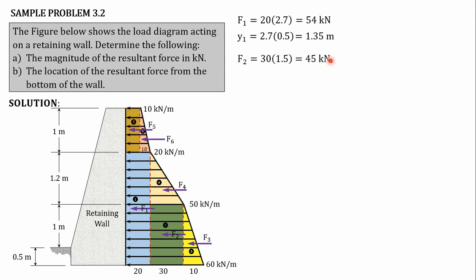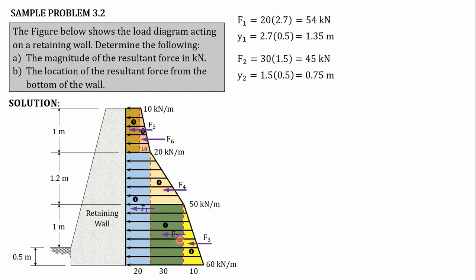And what is the location of F2 from the bottom? Since 1.5 naman yan, class, and rectangular naman yan, so therefore ito ay 0.75 meter. So that's why yung y2 natin, class, is equal to 1.5 meter times 0.5, and that is equivalent to 0.75 meter.